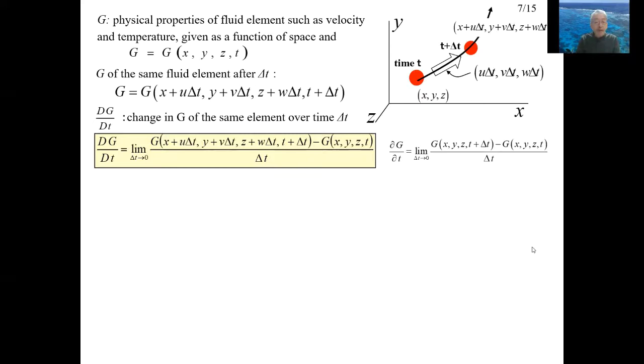Note the difference between dG/dt and partial G partial t. Partial G partial t is the change of G at a fixed point. dG/dt is the change of G of the same element which moves from point to point. If G is velocity, acceleration is expressed by dG/dt, not partial G partial t.